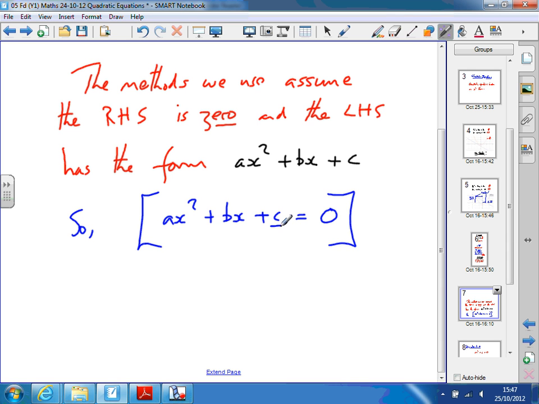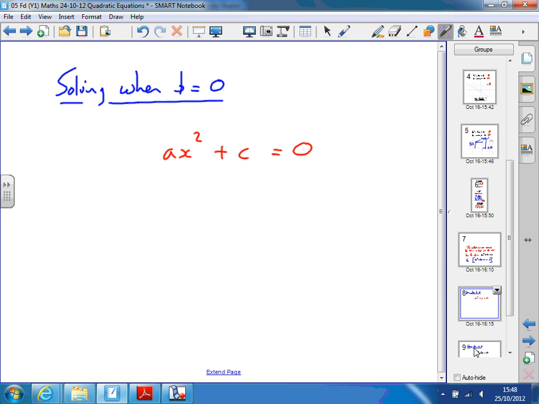If a is 0, then there's no term involving x squared, and that means you've not got a quadratic equation, so you just solve it as you would normally, a normal equation. So the 2 ones we're going to look at are if b is 0, in which case there's no bx, or c is 0. The first one, solving when b equals 0. In other words, it looks like that. Ax squared plus c equals 0.